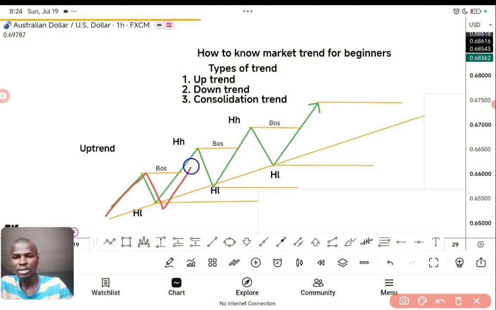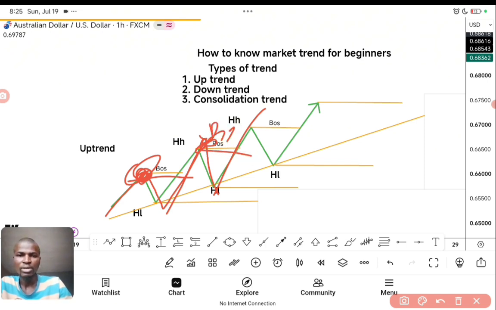It retraces. When a structural point like this is broken to the upside, it is called break of structure. It retraces again. Another structural point, you can see, has been broken, break of structure. It retraces again. Another structural point broken, break of structure.